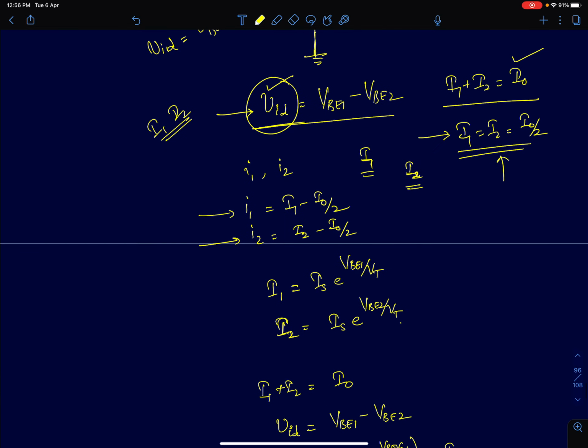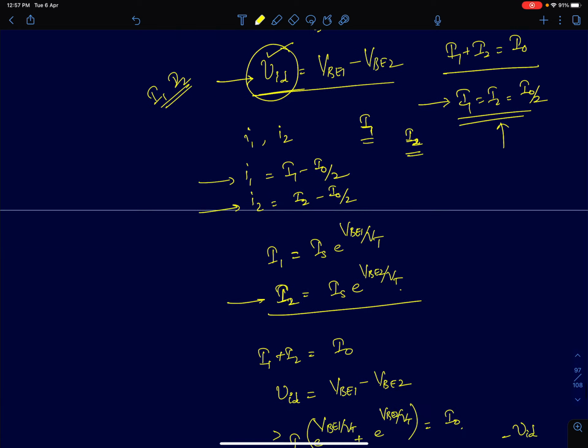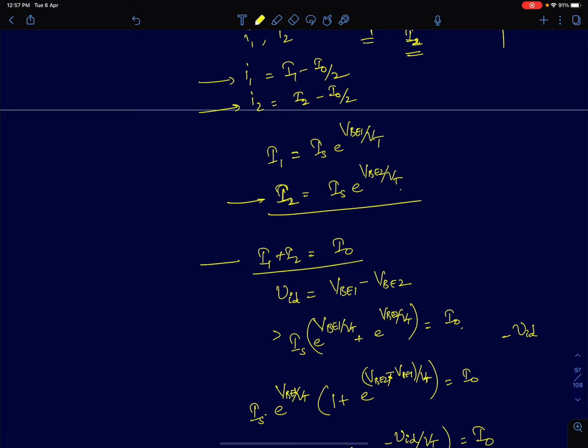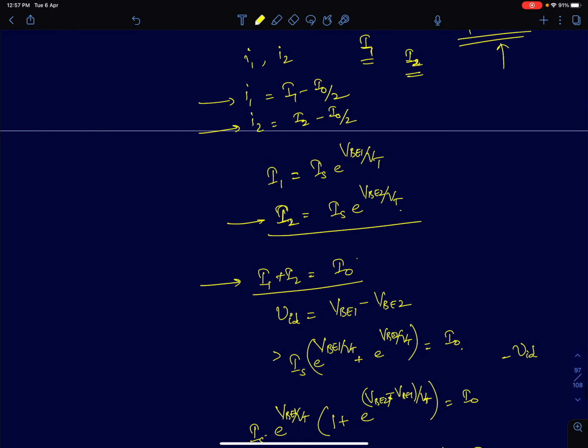So first I1 is simply given by Is e power VB1 by Vt. So I'm assuming an exponential relationship for a BJT here. So it's very simple to derive for a BJT. So I'm starting with that. And I2 is given by Is e power VB2 by Vt. So this is the other equation. I1 plus I2 is given by I0. So I'll write I1 plus I2.